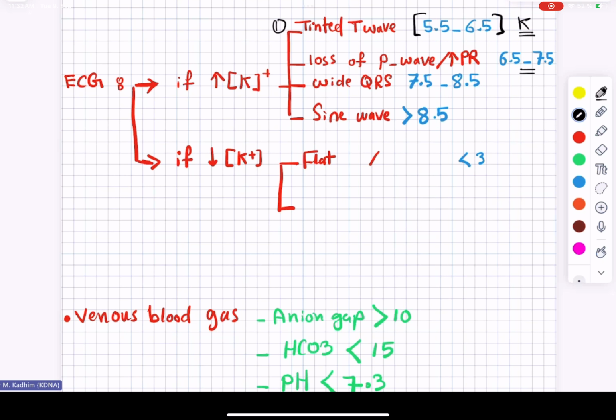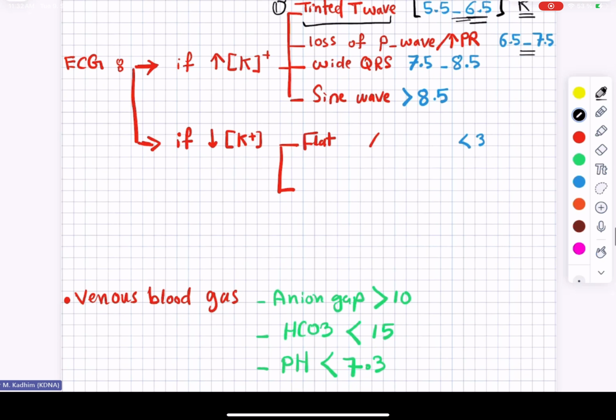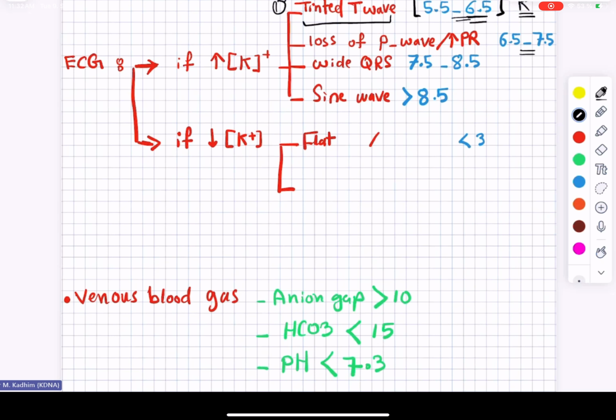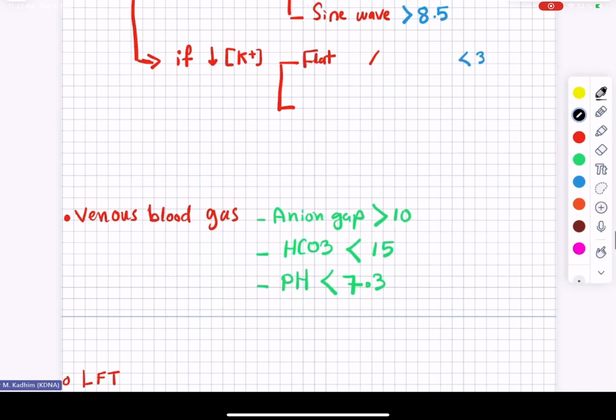For the sake of simplicity, just remember, if you see a tented T wave in a case of DKA, you are well above 5.5. And anything further means you have crossed the 6.5 level. And of course, confirm this through the lab. If the potassium is decreased, in the case of hypokalemia, we will see a flat T wave. We always see the effect of potassium first on the T wave, then it goes on to the other waves.